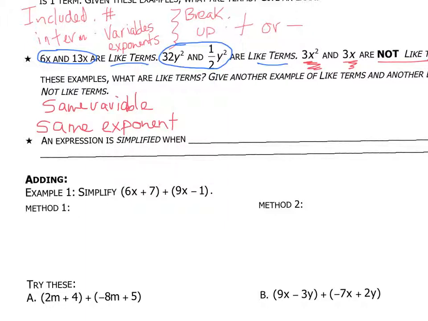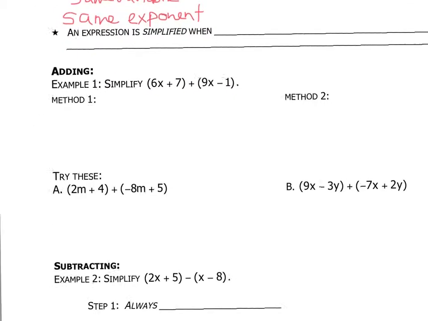Okay, so it's important we don't just look at two terms and say, oh, 3x squared and 3x, they have the same variable, they're like terms. In order to be able to add or subtract those, to combine them, we have to have the same variable and same exponent. So now let's actually look at combining like terms.